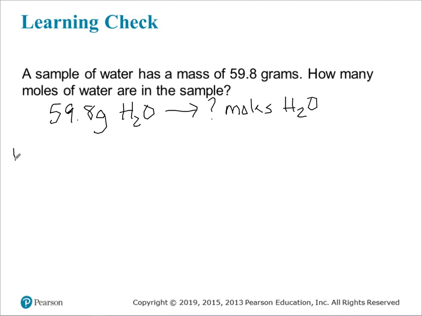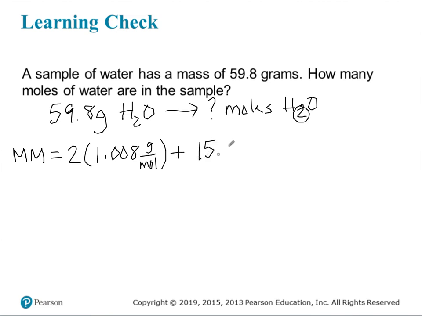First, we have to calculate our molar mass of water. That molar mass is going to be, since we have 2 atoms of hydrogen, we're going to say 2 times the molar mass of hydrogen plus the molar mass of oxygen, which is 15.99. If you round to 16, you'll still get the same answer pretty much. When you do that, you should get something in the ballpark of 18.015 grams per mole.